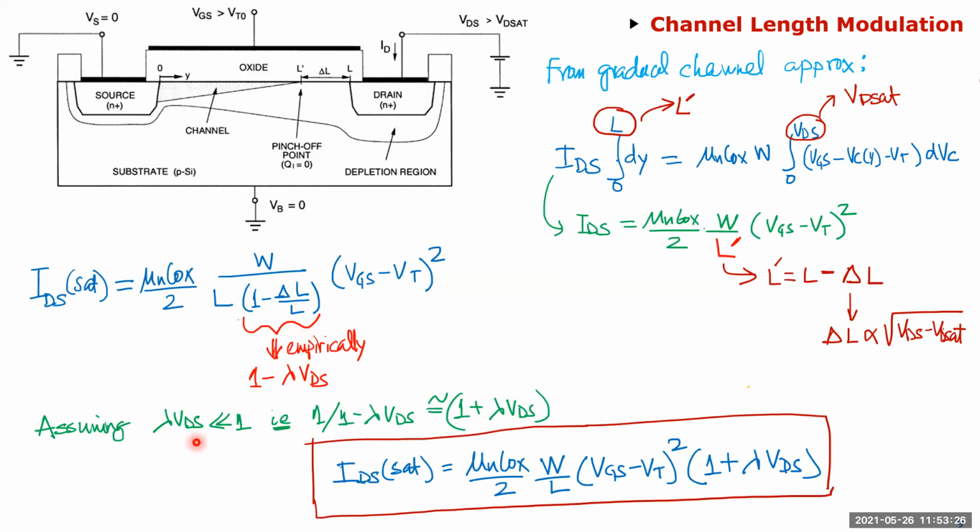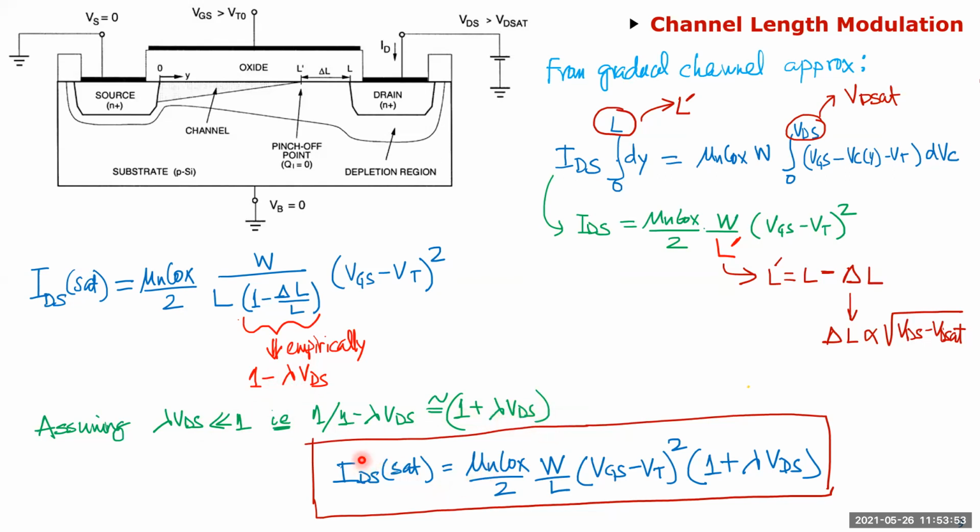Okay, so basically this is in the numerator, and like I said, since I know lambda VDS is much smaller than 1, the term 1 over 1 minus lambda VDS, I can do a Taylor or binomial expansion of it and say the approximate is 1 plus lambda VDS, right?